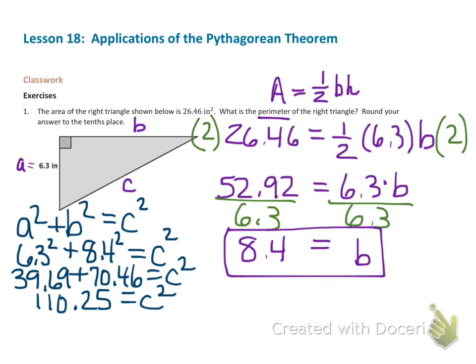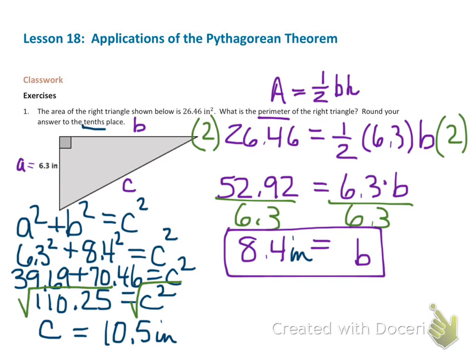Now I can take the square root of both sides and get the value for c. So c is the square root of 110.25, and I'm rounding to the tenths place, so I need to get this accurate to the tenths place. It turns out that number is 10.5, since 10.5 squared gives that. So I've got 10.5 inches here, and I'll add some units here, 8.4 inches here.